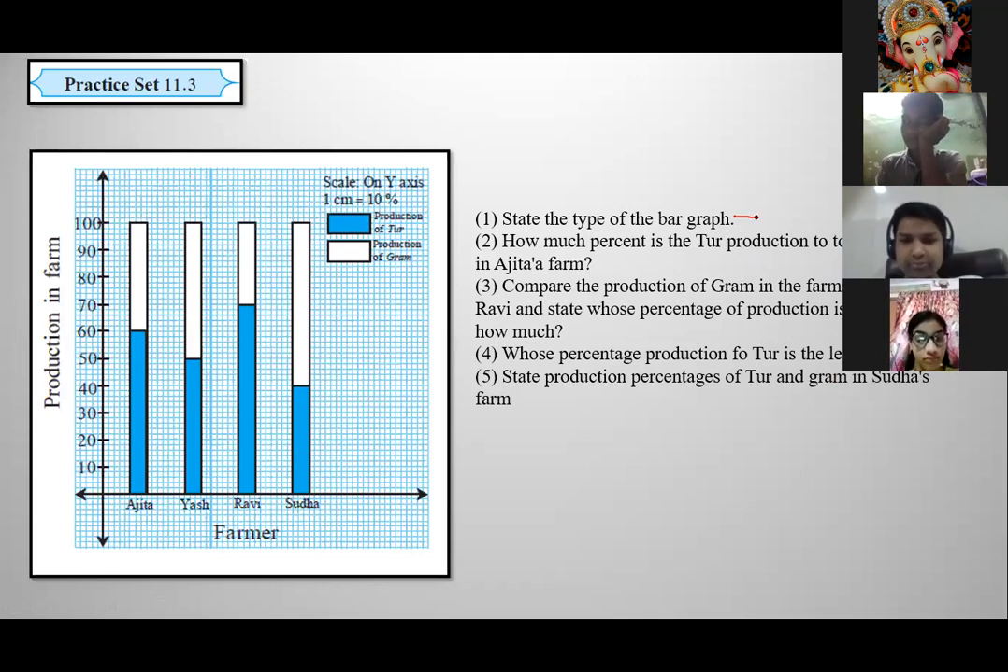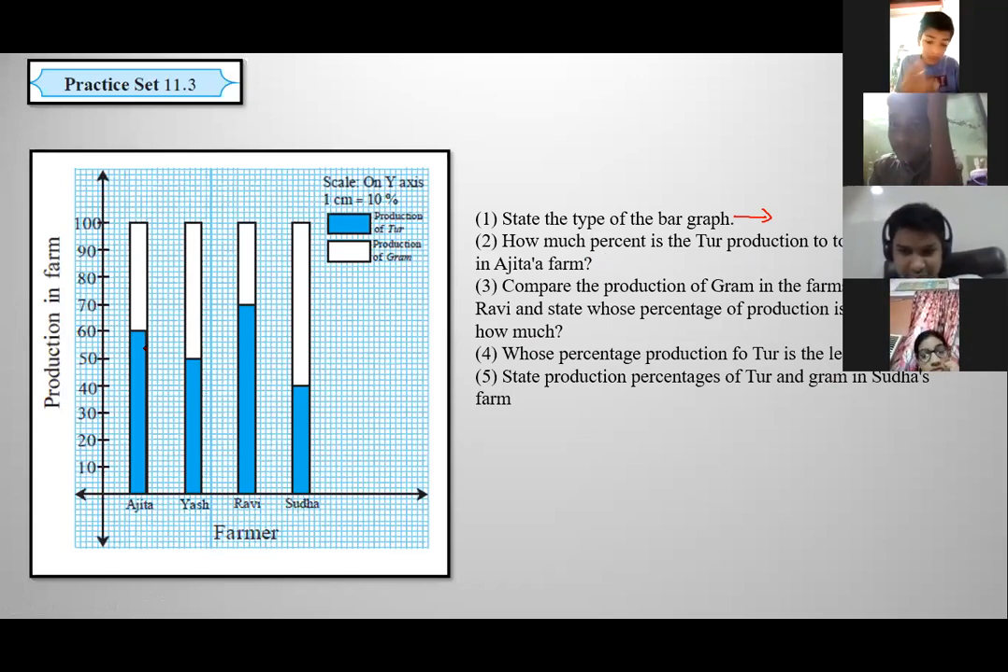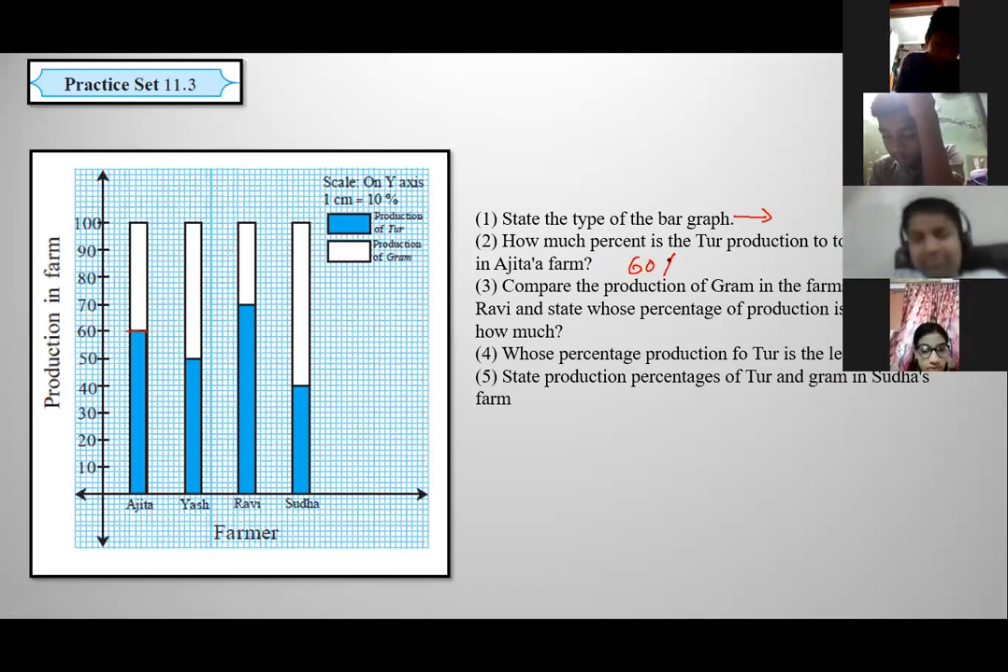Okay, we'll do this. First one, we know it's a percentage bar graph. Second one, how much percent is Tur production to total in Ajita's farm? So if you see in the first bar, it ends at 60. So this is 60%.